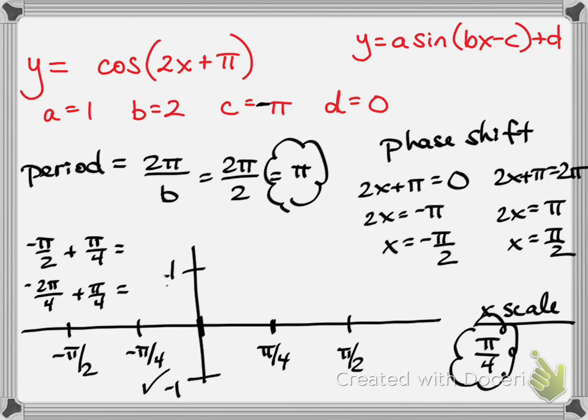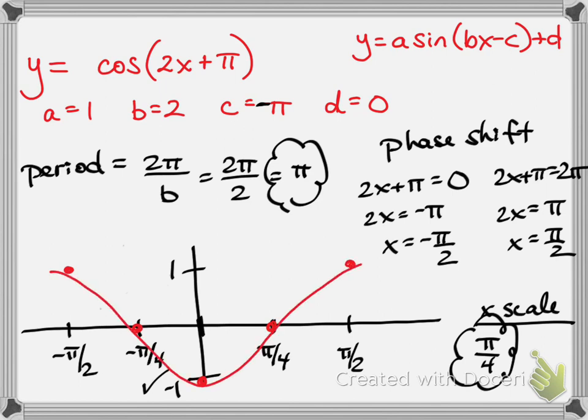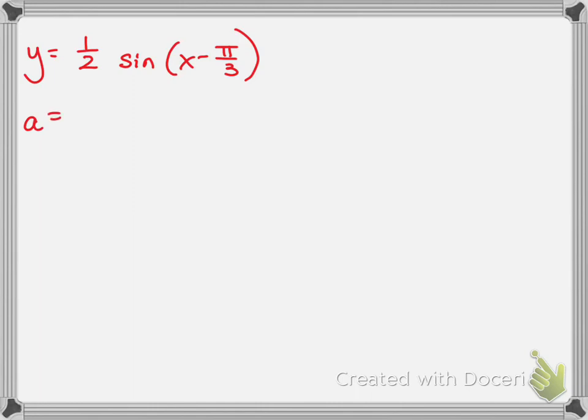I'm going to erase this so I can do my graph. This is cosine, and cosine starts high, crosses, low, crosses, and finishes high. Okay, let's see here. Okay, now A is a half, B is 1, so the period won't be affected. C is pi over 3, so there is a phase shift, and D is 0.